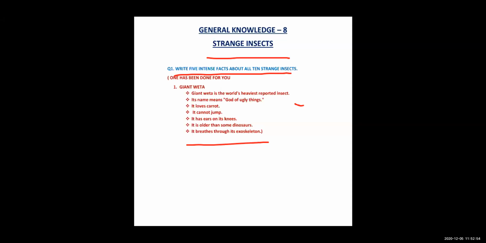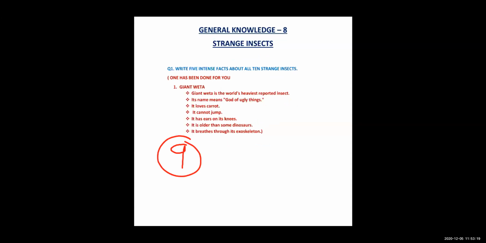Giant weta, its name means god of ugly things. It loves carrot. Its ears are on its knees. Its ears are on its knees, right? So these are the 5 intense facts about the insect giant weta. One has been done for you. The remaining 9 you have to do. You have to write 5 facts for each of the insects in your GK notebook. This will make your question number 1. I hope this is clear now.